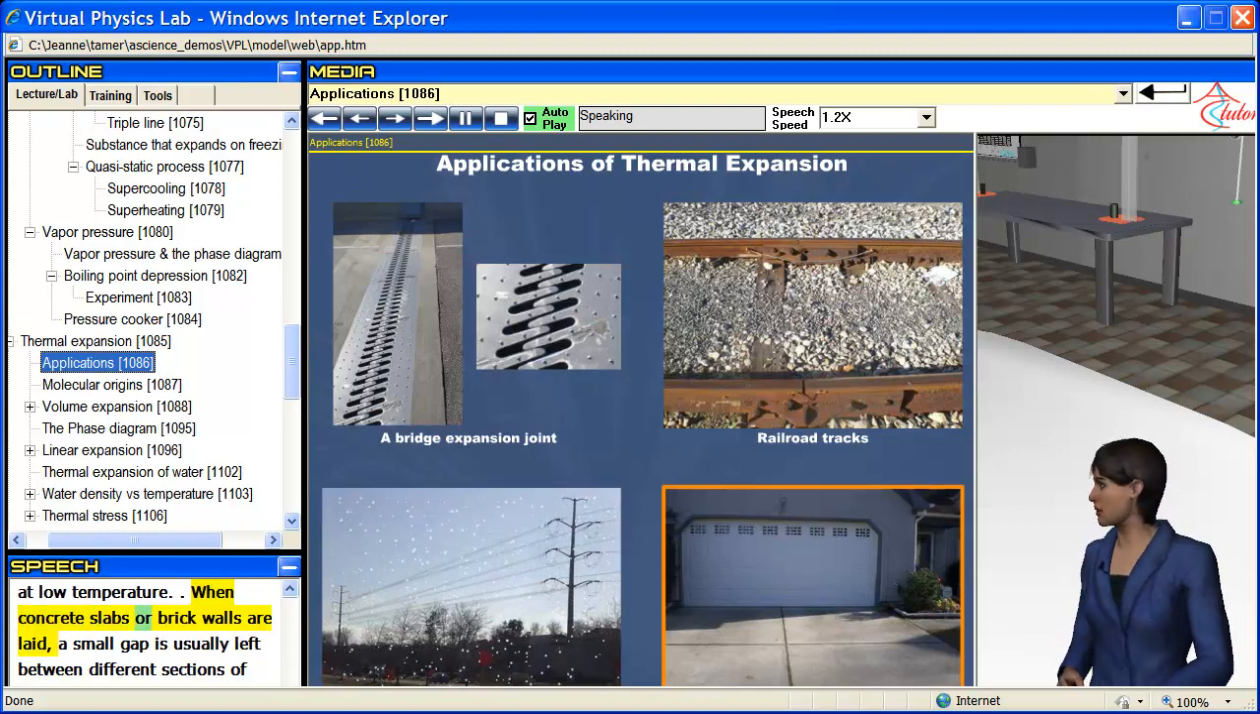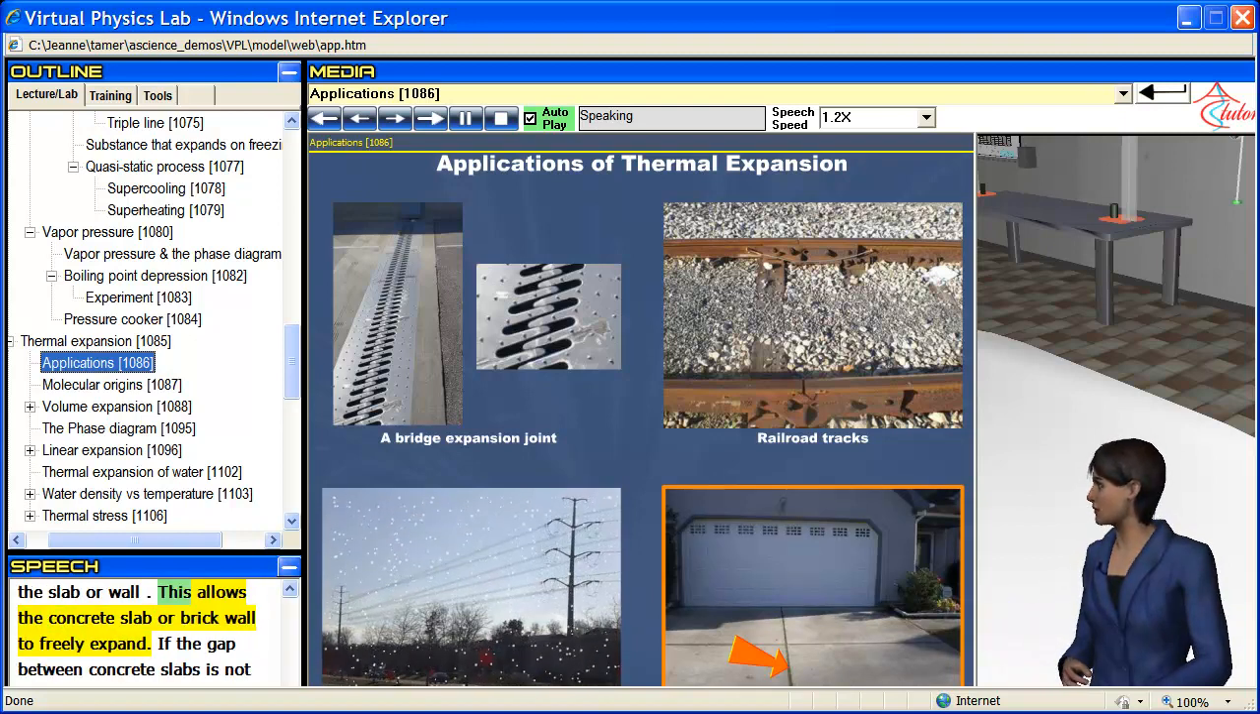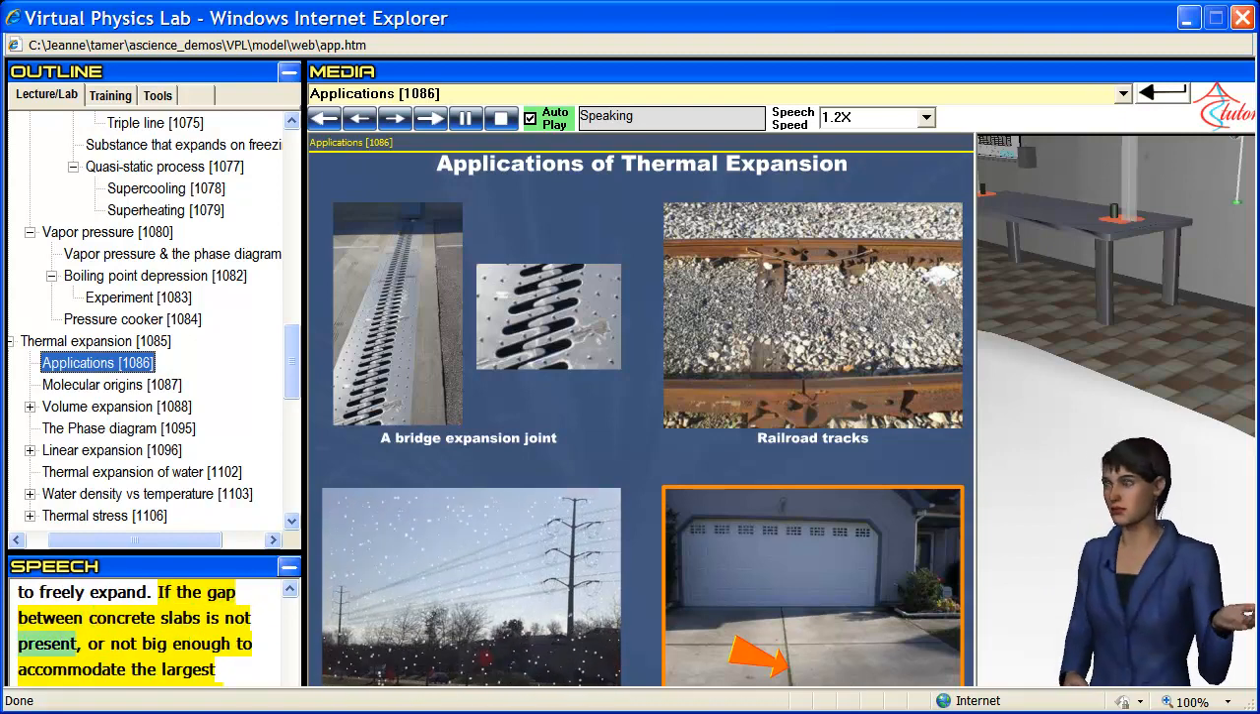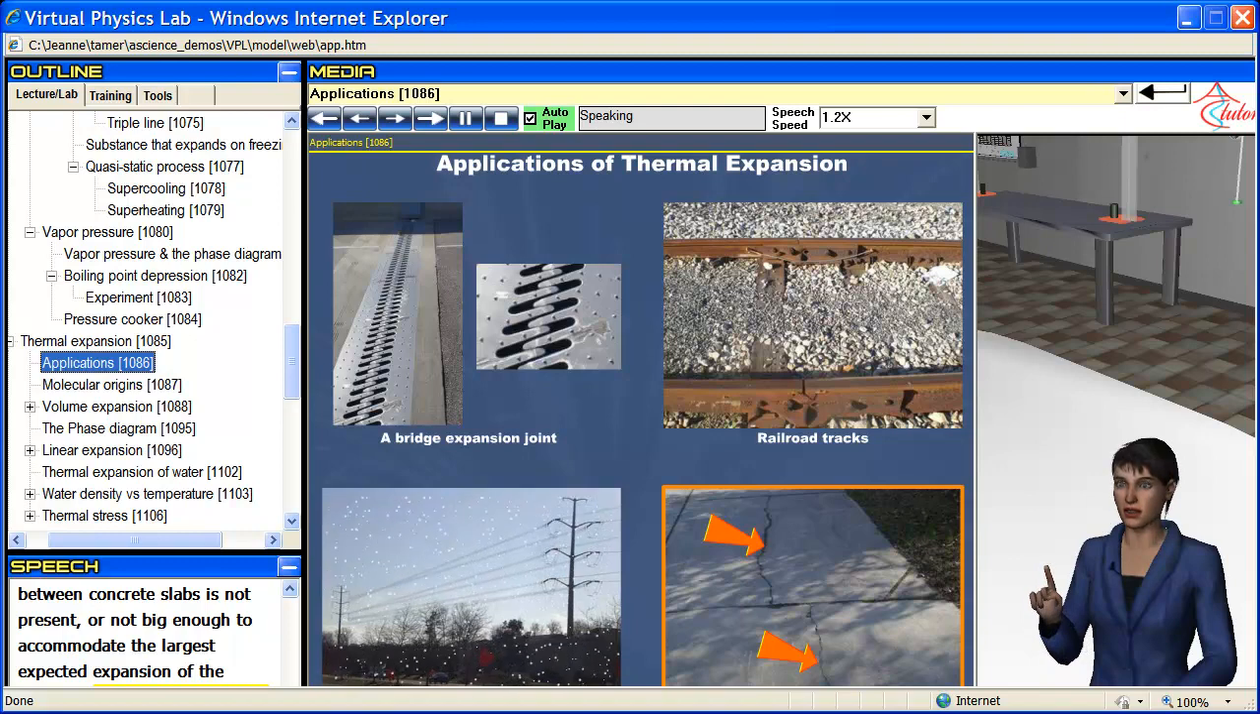When concrete slabs or brick walls are laid, a small gap is usually left between different sections of the slab or wall. This allows the concrete slab or brick wall to freely expand. If the gap between concrete slabs is not present, or not big enough to accommodate the largest expected expansion of the material, the slab can crack due to thermal expansion.